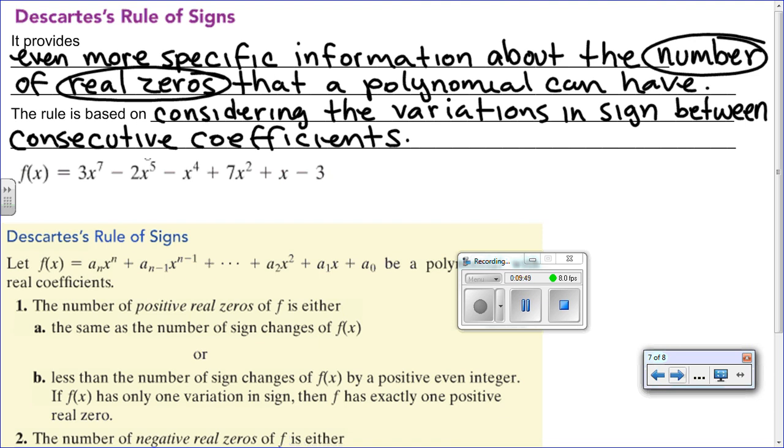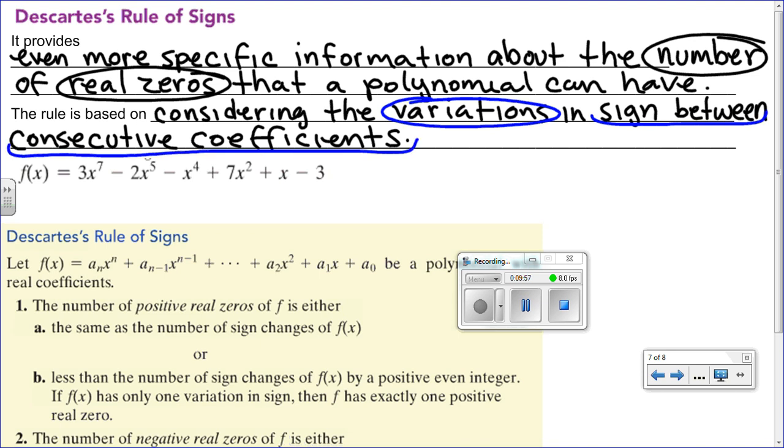And so what we have to do is consider the variations in sign between consecutive coefficients. So two coefficients that are one after the other are consecutive. And so here we have a positive sign, here we have a negative sign. So from here to here, we're going to count one sign change. And then we stay with negative, negative, so no sign change. And then we went from negative to positive, so that will be two sign changes. And then from positive to positive, no sign change there. And then from positive to negative, so that will be another one. So in total, we had 3 sign changes.